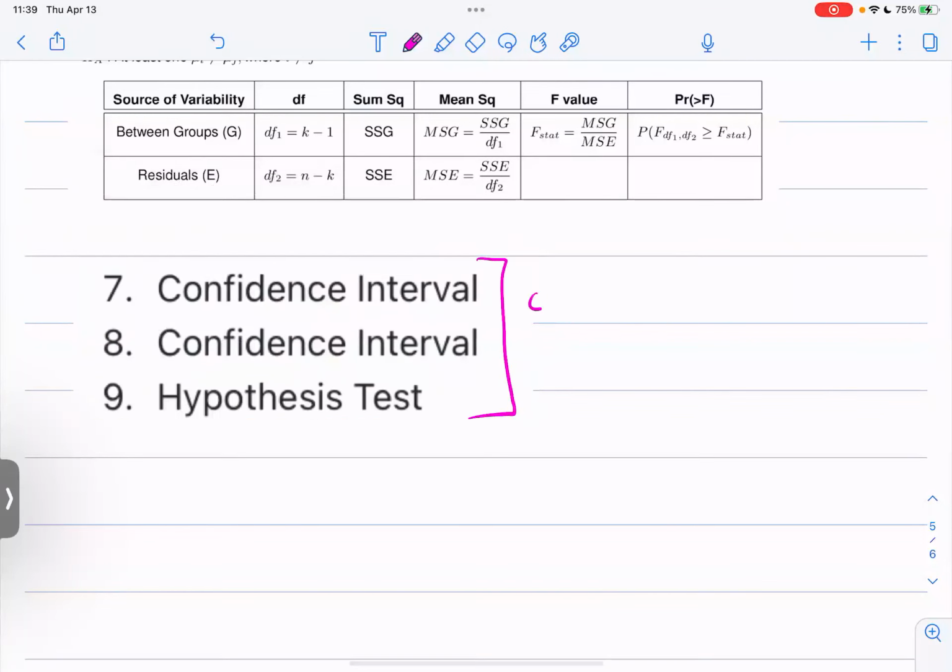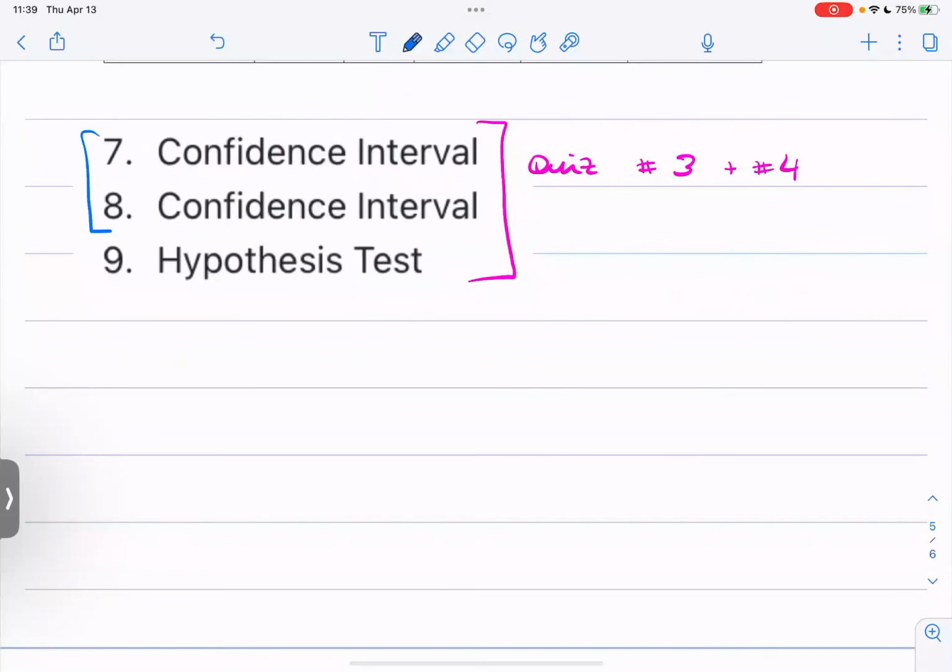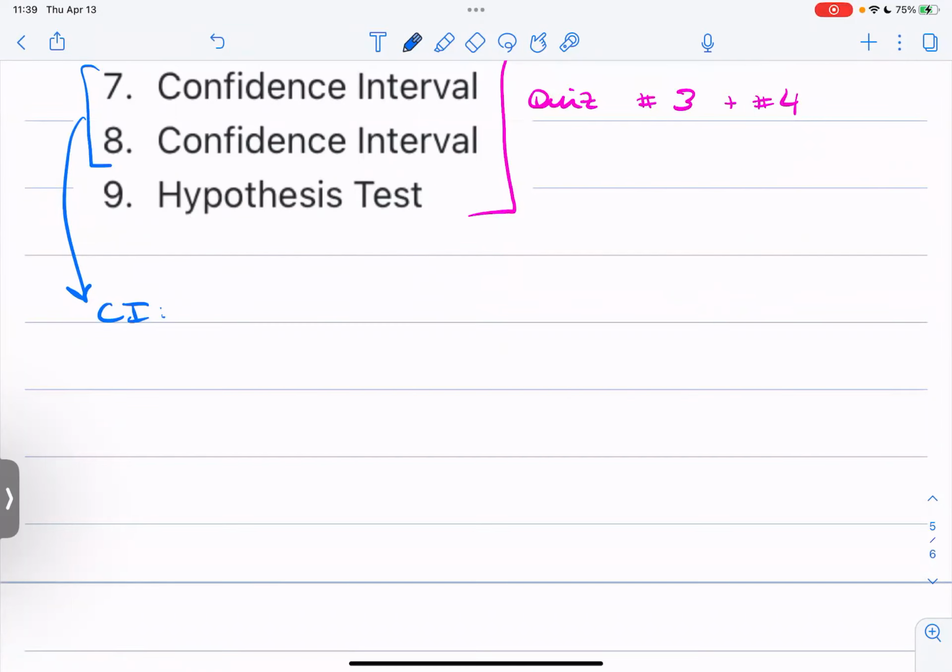These are from quiz number 3 and number 4. Total wild cards. Okay. So the confidence intervals, let's start there. We made confidence intervals for one sample proportion. If that's the case, then you also have to do a sample size calculation because that's the only time that we do it.